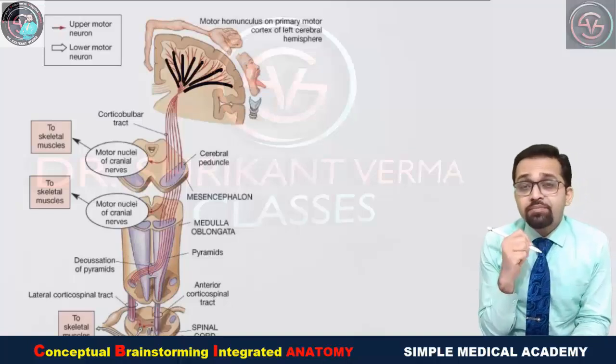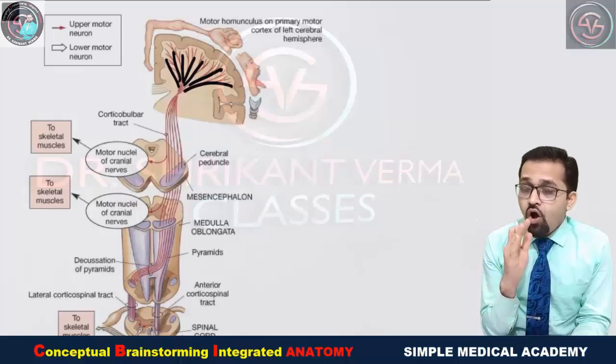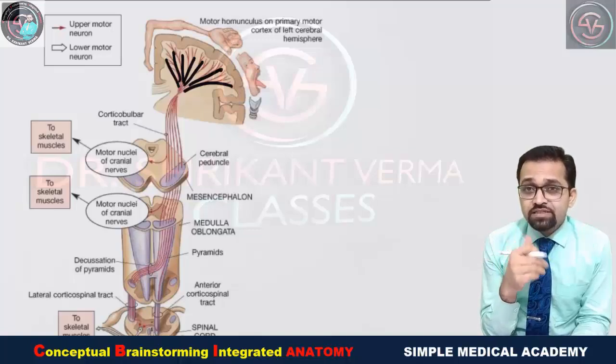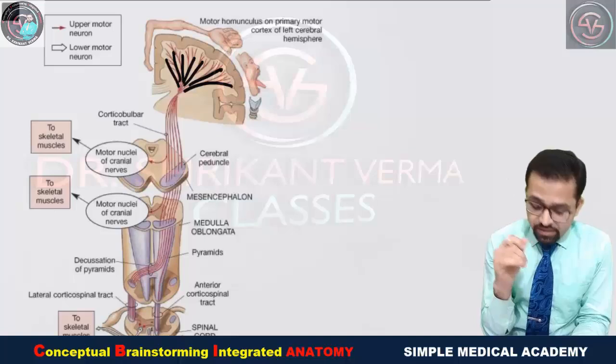Mainly these fibers arise from the pyramidal cells of Betz. That's why these are known as the pyramidal tract. Also, another explanation is that these are passing through the pyramid of the medulla. That's why this tract is known as the pyramidal tract.